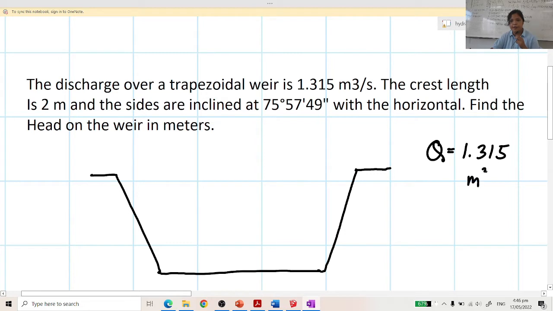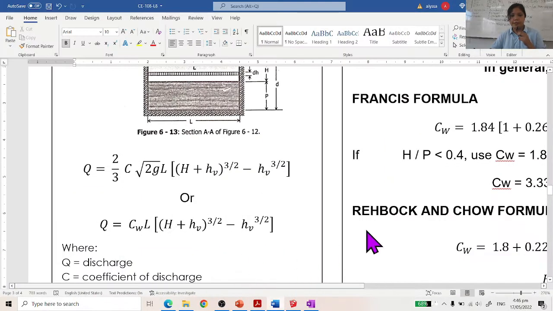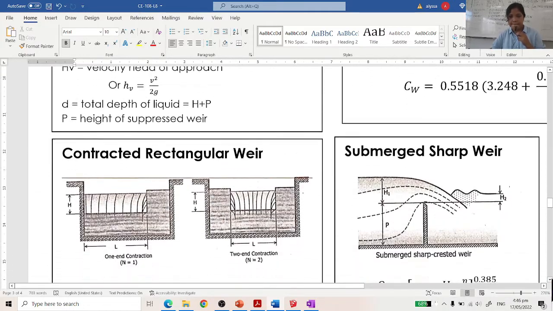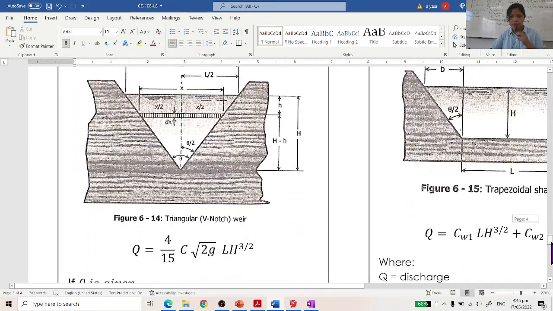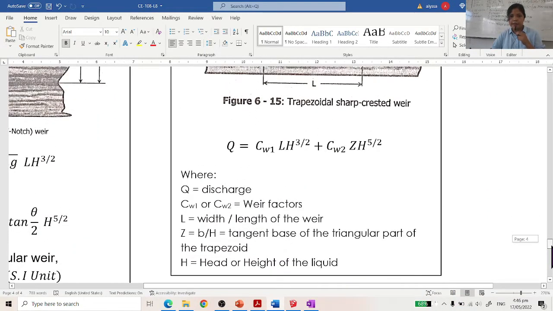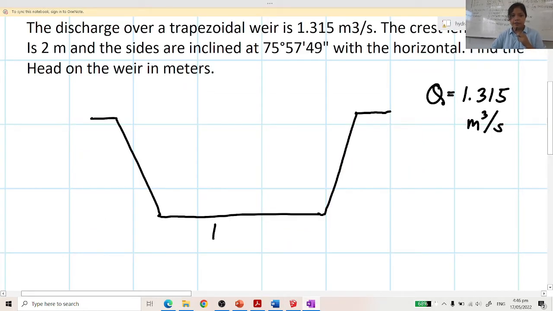1.315 cubic meter per second. Ang crest length is 2 meter. Ano yung crest? Okay. So, kung babalikan natin ang figure from this part of the module, dito. Ayan, trapezoidal. Ang tinatawag na length of the crest is the letter L in this part. So, nabanggit na ang L daw is equal to 2 meters.